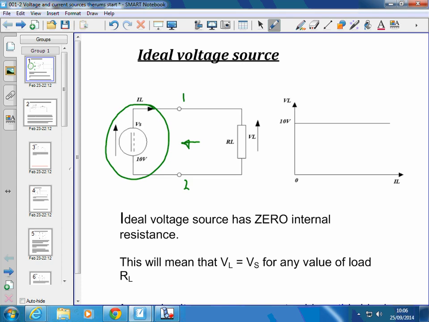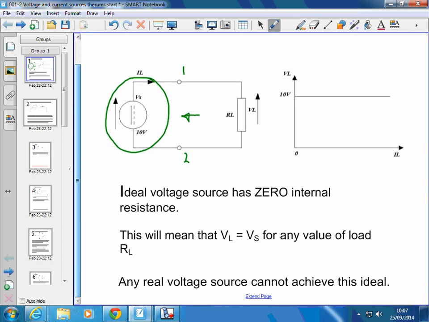And you must remember that. That's an important thing for you to remember. An ideal voltage source has 0 resistance, or a short circuit. Okay, so for any value of load RL, we would achieve the same output voltage from that source. In real life, that is unachievable.